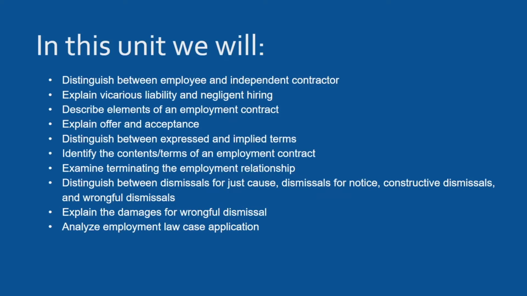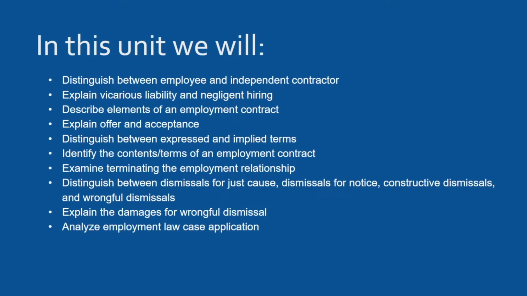We'll look at the elements of an employment contract. What are some of the key essential ingredients there? And in the event that those essential ingredients are not in place, how are they put in place by the courts? We're going to look at this offer and acceptance of a job. We're going to look at expressed and implied terms. An implied term means that it's not necessarily written down, but you would assume that that is the case. You would make a natural assumption, whereas an expressed term is something that's written down. We've got to identify the contents and terms of an employment contract.